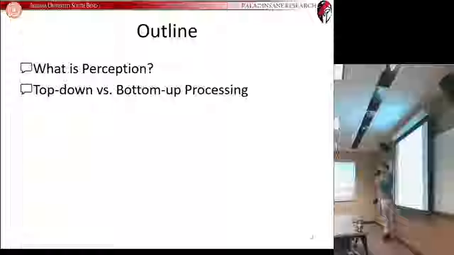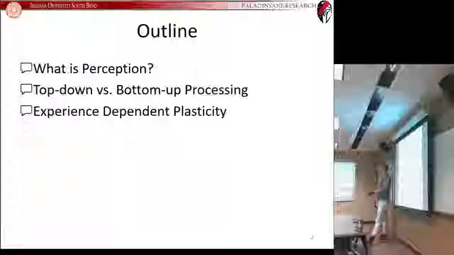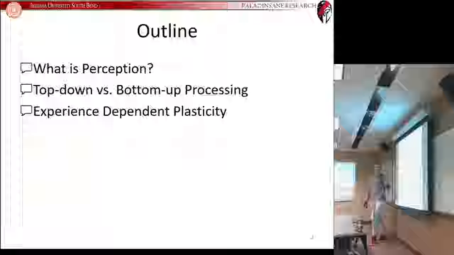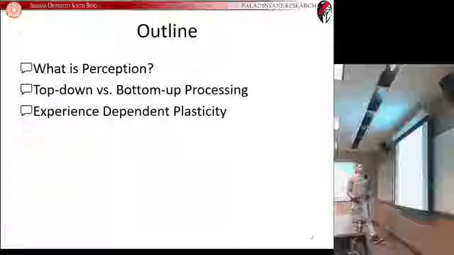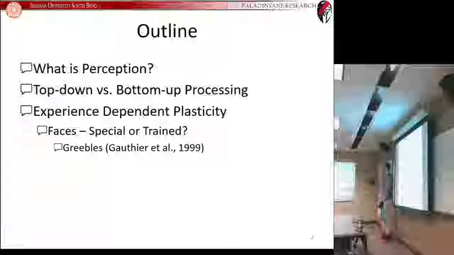So we're going to focus today on what perception is. We're going to take a look in detail at top-down versus bottom-up processing, which was a huge debate in terms of perception. We're going to take a look at experience-dependent plasticity. This came up when we were talking about serial processing and parallel processing. Can your mind actually change in terms of how it processes information? And we'll see the answer is yes when we take a look at experience-dependent plasticity. And we'll apply that idea to an analysis of faces.